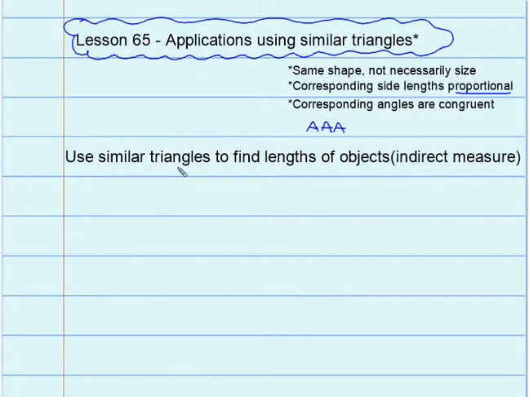Okay, so we are going to use similar triangles to find lengths of objects. What we're going to do is indirect measure. We are not going to actually measure. We're not going to take a tape measure or ruler out and measure an object. We're going to use similar triangles and proportionality to determine what those lengths are without actually measuring. So let me give you an example of how this works.